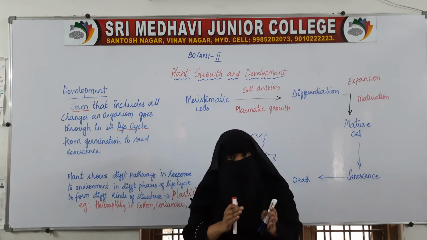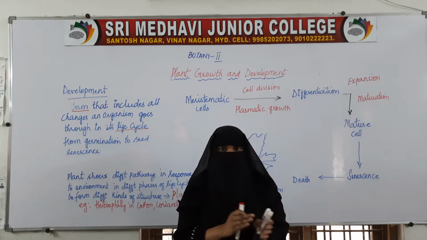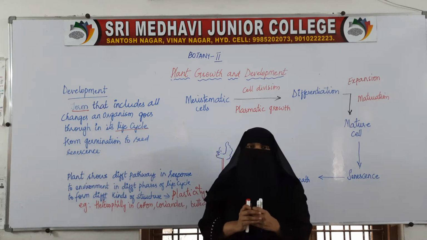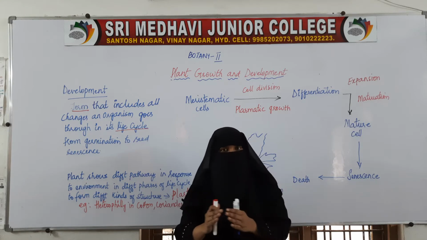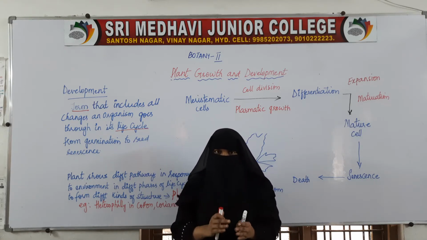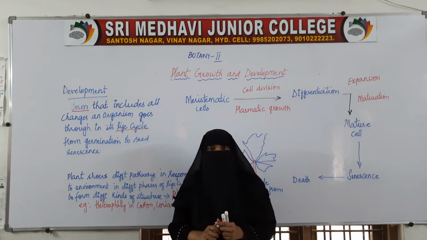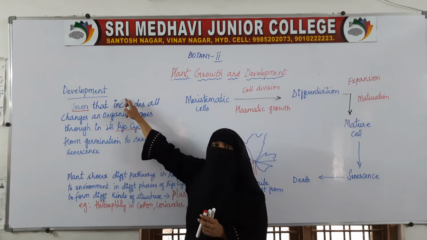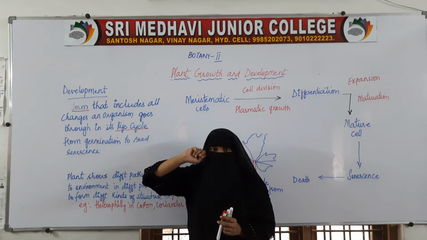So in between this, after formation of the zygote till the plant matures, many processes take place. The undergoing of all those processes in an ordered sequence from zygote till it becomes a mature plant, that whole process is called what? Development. That whole process is called development.